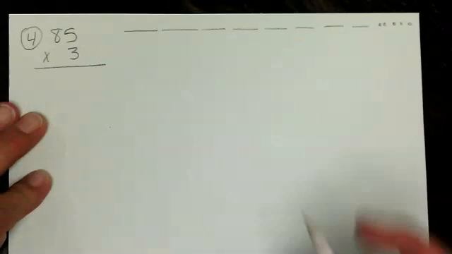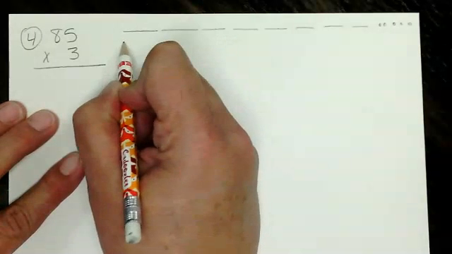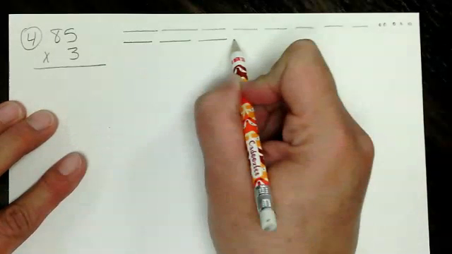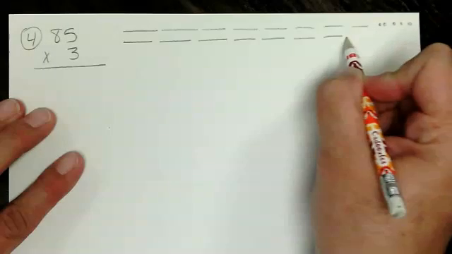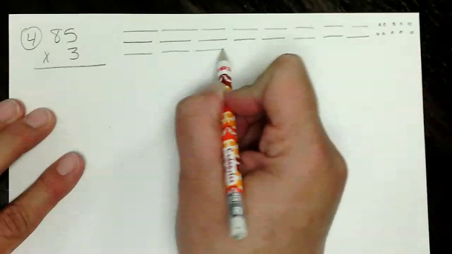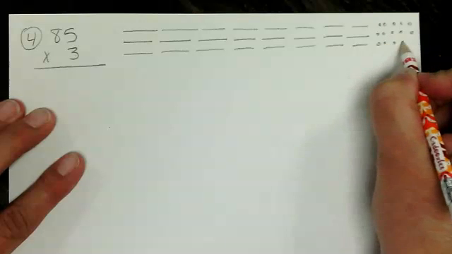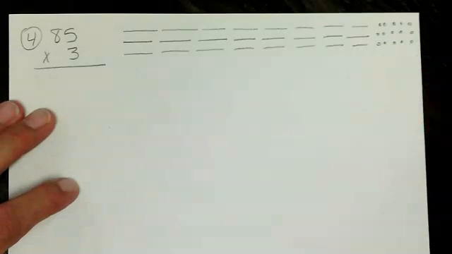I'm going to scroll out some so we can see everything because this is a big number. So here we go. That's one group. Let's do 2 more groups because I need 3 groups of 85. Okay, so I have 3 groups of 85.